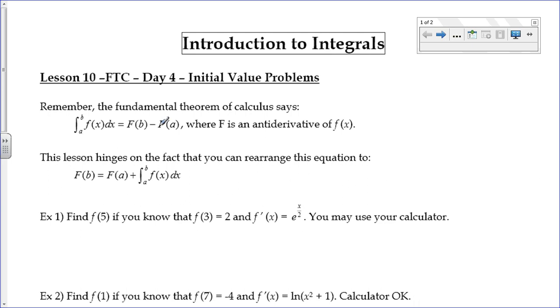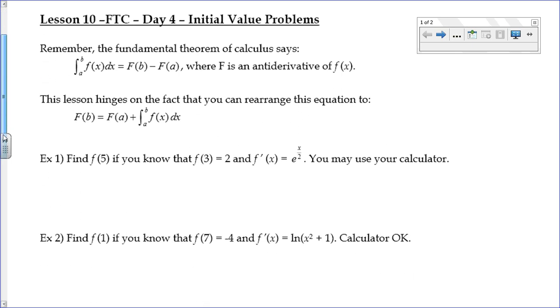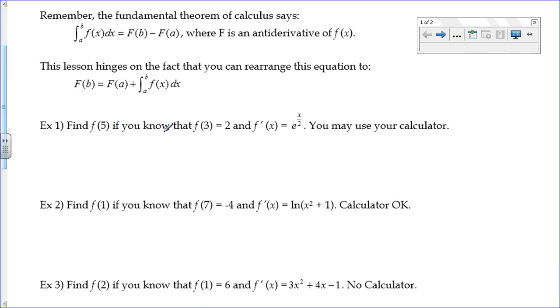Now, what you can do with this is I could add F of a over to the other side and say F of b equals F of a plus the integral from a to b of f of x dx. Now, how does that help us? Let me show you. Find f of 5 if you know that f of 3 is 2 and f prime of x is e to the x over 2.